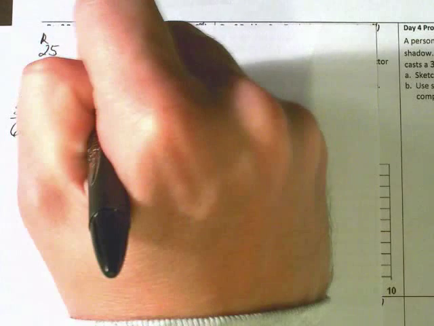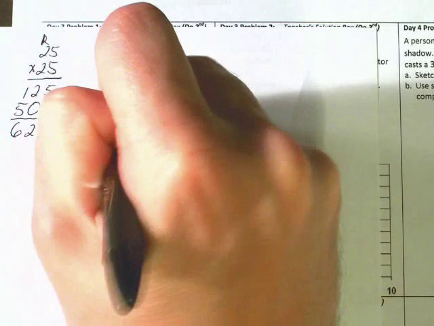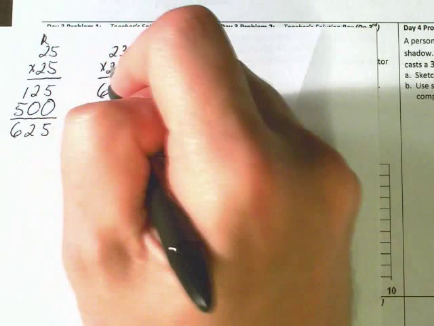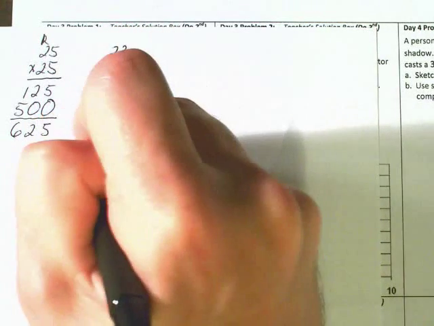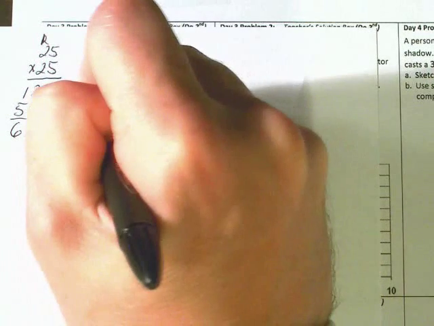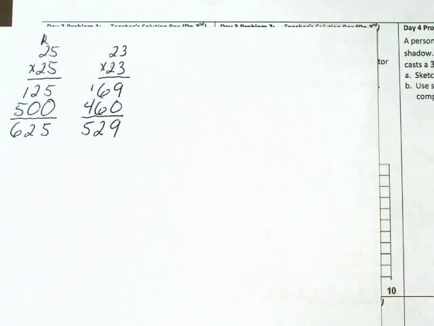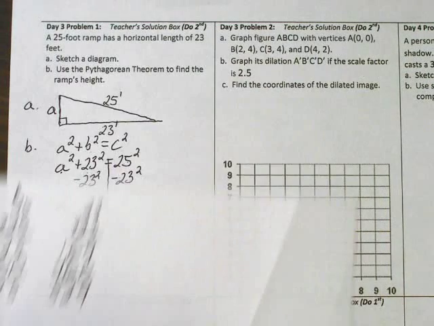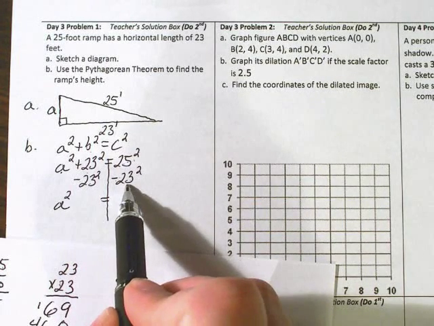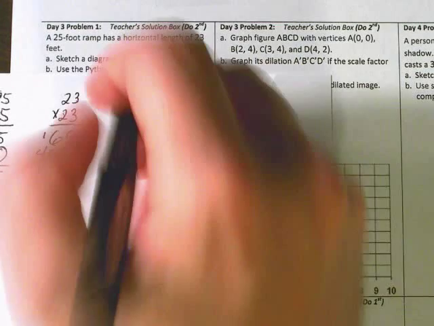Now 23 squared. 23 times 23. 3 times 3 is 9. 2 times 3 is 6. Start the next row with 0. 2 times 3 is 6. 2 times 2 is 4. And add together. This is 9, 12, carry the 1, and 5. 529. And so we're trying to figure out 625 subtract 529.